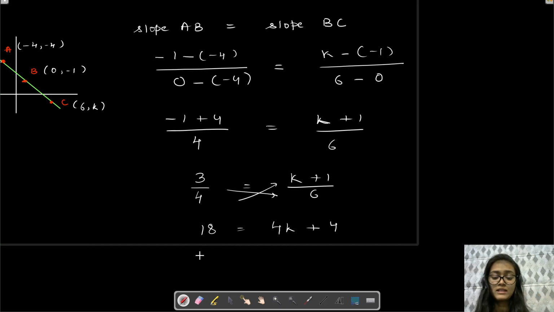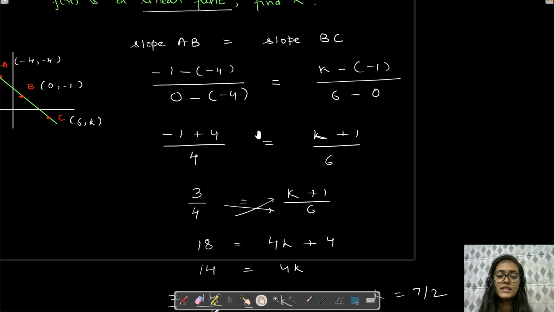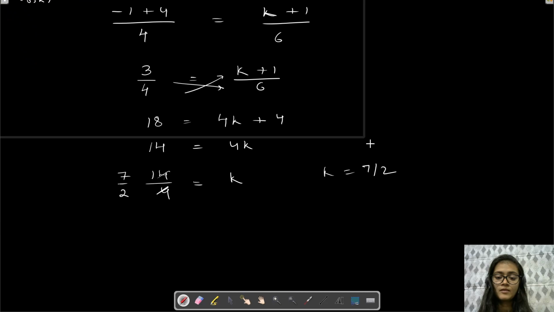Subtract 4 from both sides. 18 minus 4 gives us 14. 14 is equal to 4k. Divide the equation by 4, so we get 14 over 4 is equal to k. And we can divide numerator and denominator by 2 to get 7 over 2. So the value of k is 7 over 2. Do we have any options? This is the gradient type. 7 over 2 or 3.5. That's the value of k.